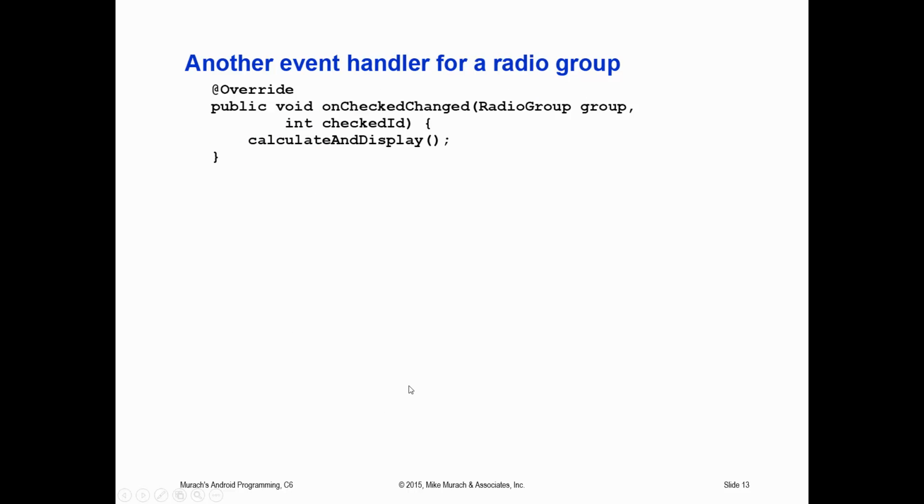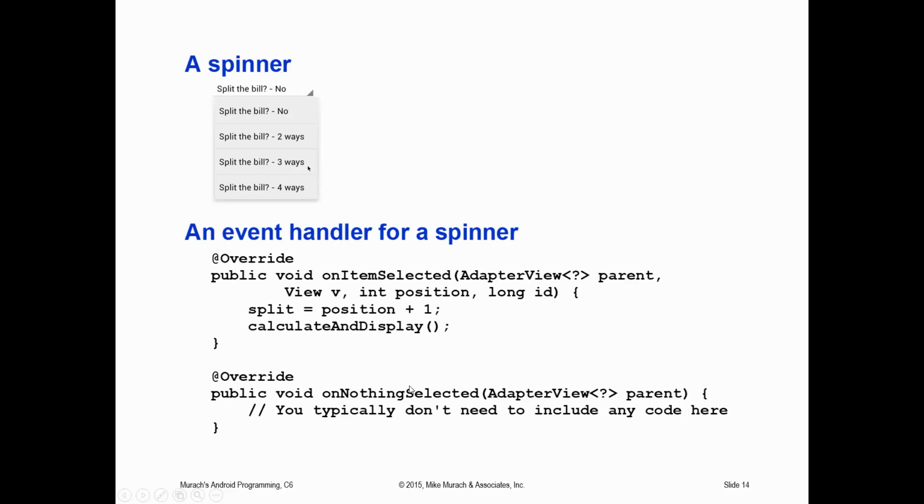For the spinner, again, we created one of these in the last chapter, and that's why I'm talking about them now, and in this manner. So for the spinner, you can see here it's on item selected. That's what's executed when the spinner is first displayed and whenever a new item is selected.